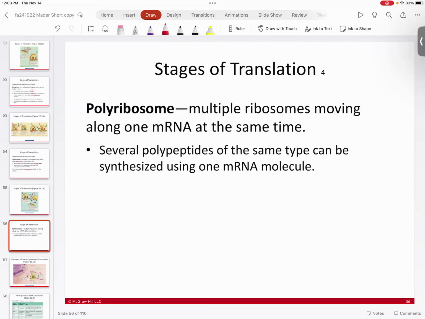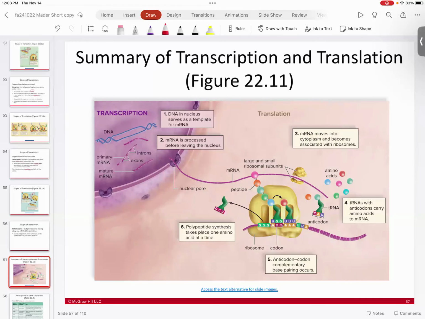So a polyribosome basically is a situation where you have multiple ribosomes on the same mRNA. Because after all, if you've got the mRNA available, and it's a fairly long one, you can fit more than one ribosome on it, why not, right? And so you'll have lots of different ribosomes on one RNA. So basically multiple ribosomes happening. So this is kind of what it looks like.